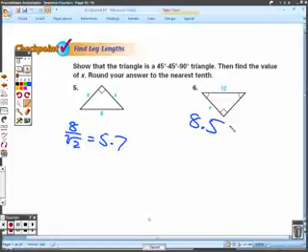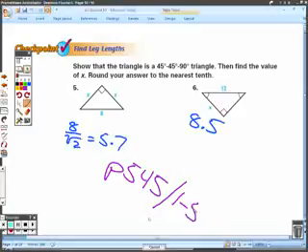You're good. Okay. Here's your assignment. We're going to do 1 through 5 on page 545, 1 through 5. Let me start.